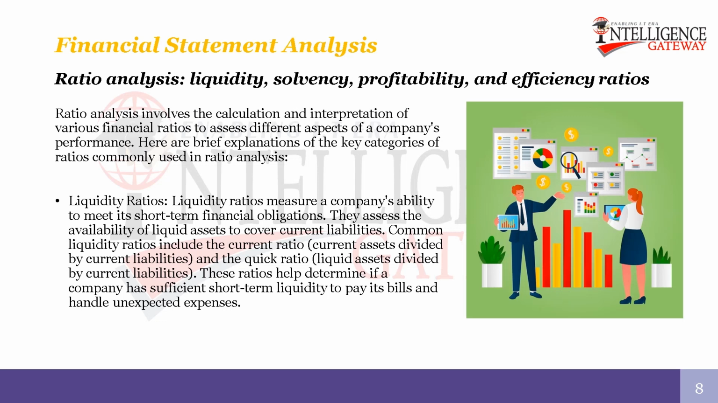Liquidity ratios. Liquidity ratios measure a company's ability to meet its short-term financial obligations. They assess the availability of liquid assets to cover current liabilities. Common liquidity ratios include the current ratio, current assets divided by current liabilities, and the quick ratio, liquid assets divided by current liabilities. These ratios help determine if a company has sufficient short-term liquidity to pay its bills and handle unexpected expenses.